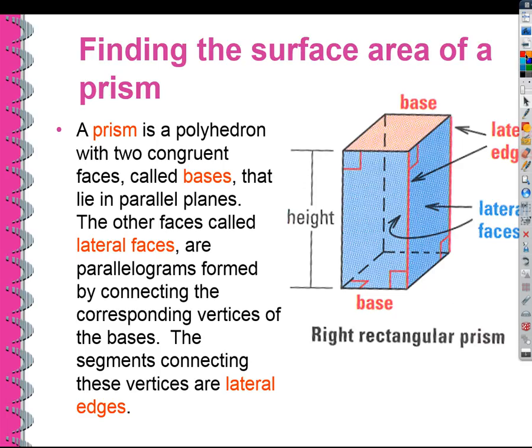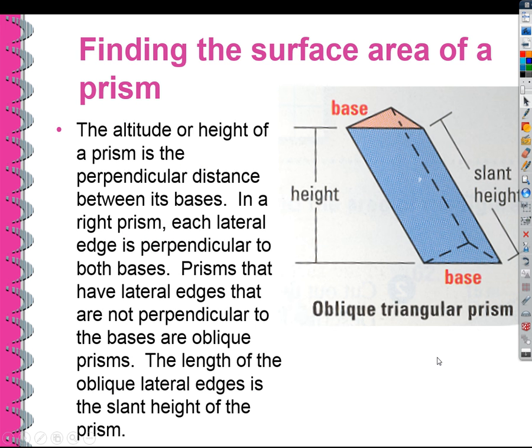Okay, so the anatomy of a prism. We've got the bases, very similar to a pyramid. We've got the lateral faces. This time, though, the lateral faces aren't triangles. They're rectangles. Good. We've got the lateral edges. We've got the height, just like before. This is an easier one to deal with.